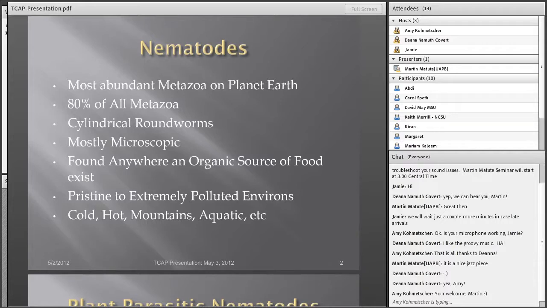And they are found just about everywhere where they can get food to eat. They could be found in very pristine environments to extremely polluted environments. This attribute of theirs is what makes it possible for us to use them as indicators of environmental conditions. As Jamie said earlier, part of what we are doing in the TCAP will also be looking at the beneficial aspects of nematodes. Just to continue buttressing how widespread nematodes are, you could find them in very cold regions, in the Arctic. You could find them in hot springs, on mountain tops, deep in the sea, in fresh water, just about anywhere.